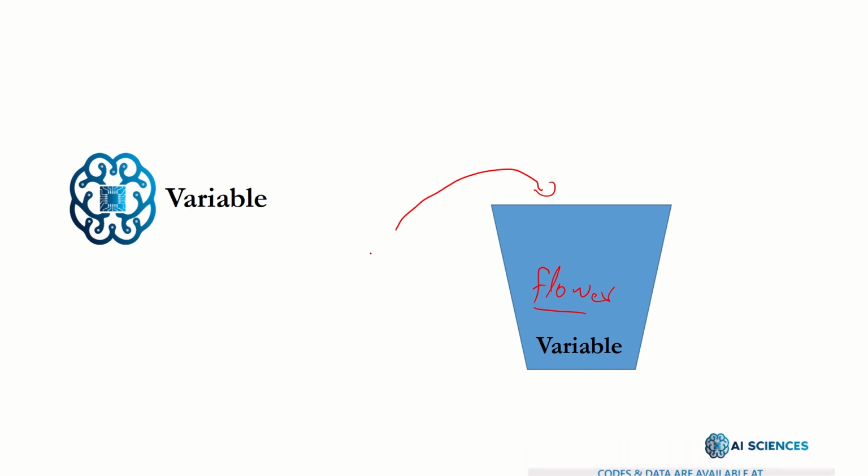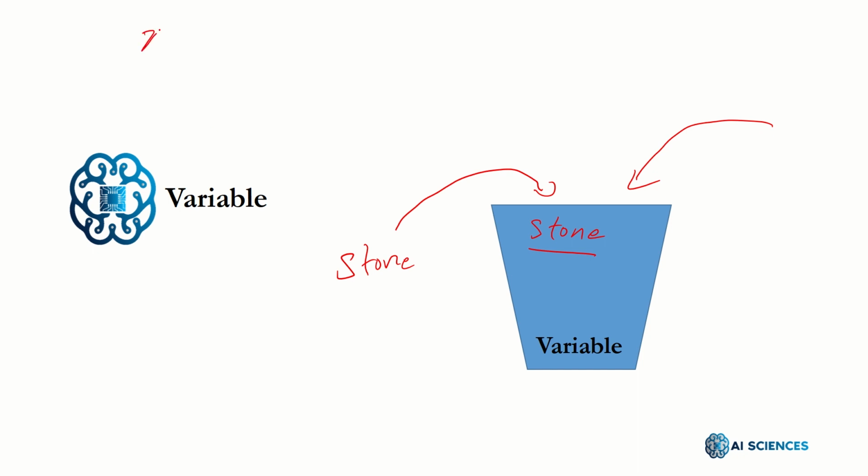So let's say now I want to add a stone into the bucket. If I add a stone into the bucket, it will automatically remove the flour. It will just remove the flour and it will store the stone in it permanently, as long as there is nothing else coming in it. So let's say we have a variable x. So x is our variable bucket.